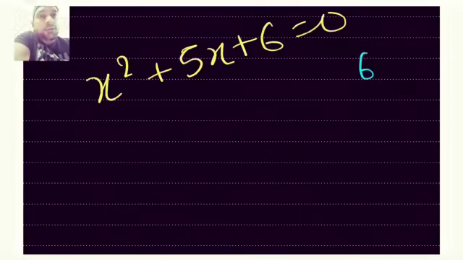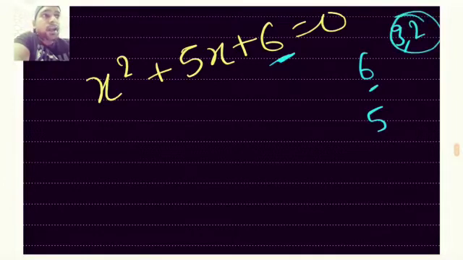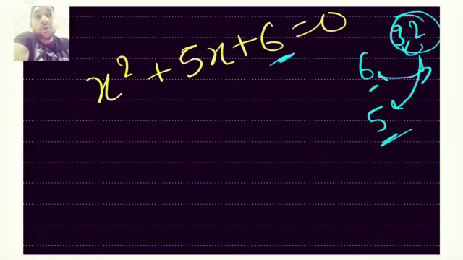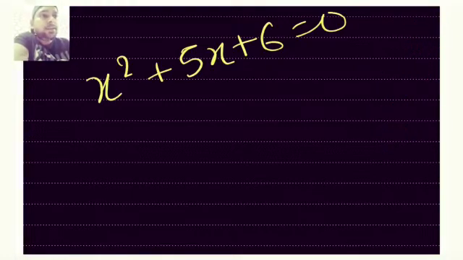So first you have to find the numbers which should have a product equal to 6, and the summation of the numbers should be equal to 5. So what are those numbers? Those numbers are 3 and 2. When you multiply 3 and 2, that will give you 6, and when you add up 3 and 2, that is going to give you 5. So the factors will be 3 and 2, right? Is it clear? So let's solve this.